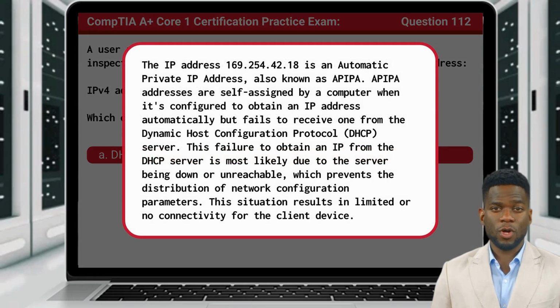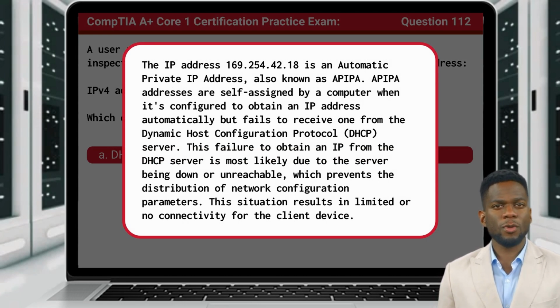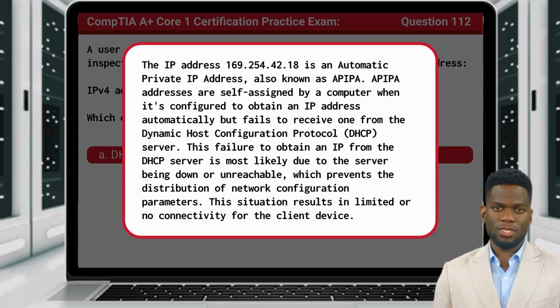The IP address 169.254.42.18 is an automatic private IP address, also known as APIPA. APIPA addresses are self-assigned by a computer when it's configured to obtain an IP address automatically, but fails to receive one from the DHCP server. This failure to obtain an IP from the DHCP server is most likely due to the server being down or unreachable, which prevents the distribution of network configuration parameters. This situation results in limited or no connectivity for the client device.